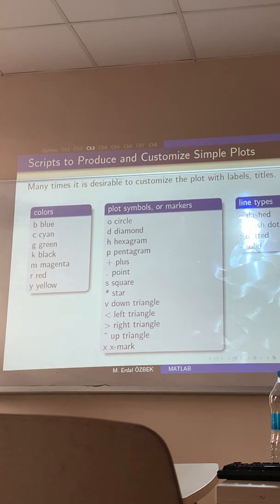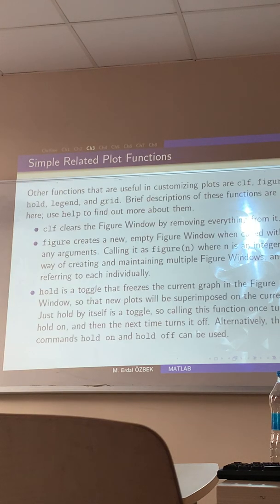So these are the options that we did. Blue, cyan, red, green, black, magenta, and yellow. Okay? And some other plot symbols or markers. And the line types: dash, dash-dot, dotted, or solid. You can use these.